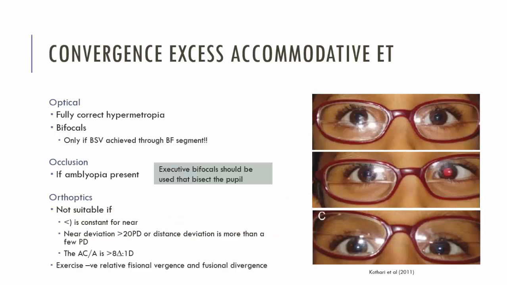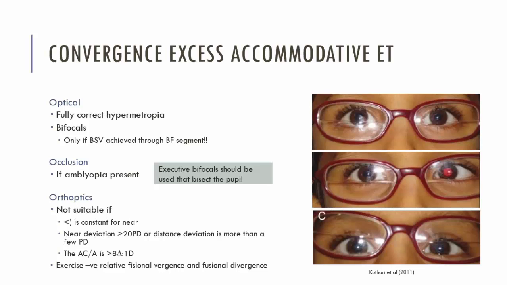Let's start off with the convergence excess accommodative ET that is related to a high ACA ratio. Now with these patients, if they're hypermetropic, then you should fully correct the hypermetropia. The other thing you can do is prescribe bifocals. And in prescribing bifocals, what you're doing is you're reducing the amount of accommodation that the individual needs to do when they're doing close-up work.